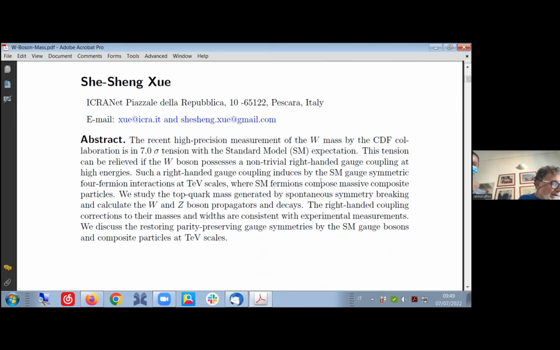They found the sigma, seven sigma tension. When they measure the W boson mass, they found a seven sigma tension with the value predicted by the Standard Model. So this is one of the important discoveries after the Higgs boson was discovered, and certainly it has a very important impact for our vision of the Standard Model, which has been built for decades.